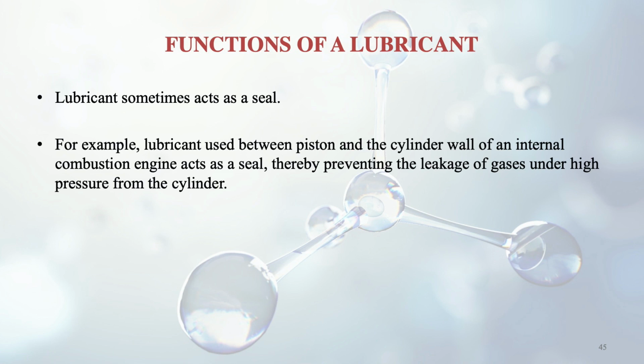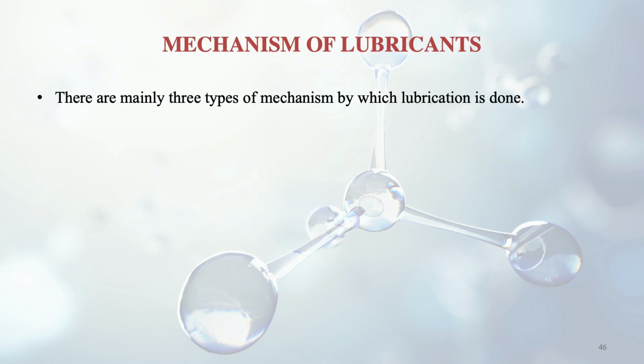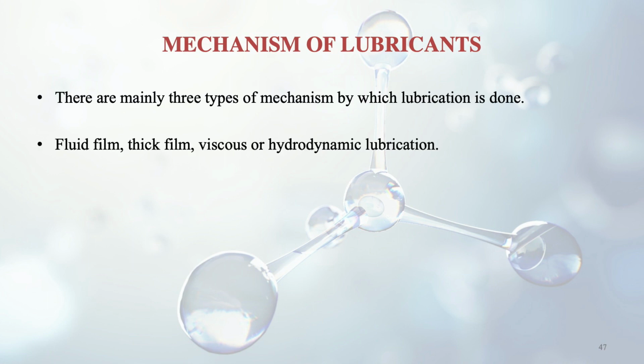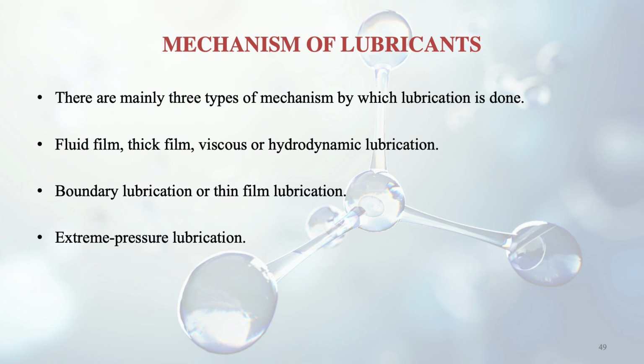So what is the mechanism of these lubricants? How do they act actually? There are mainly three types of mechanism by which lubrication is done. One is the fluid film, thick film one, which is known as the viscous or hydrodynamic lubrication also. And we have seen this name earlier also in the session. And boundary lubrication also we have read, or thin film lubrication. And the third one is the extreme pressure lubrication.